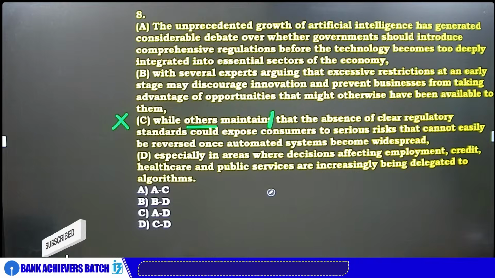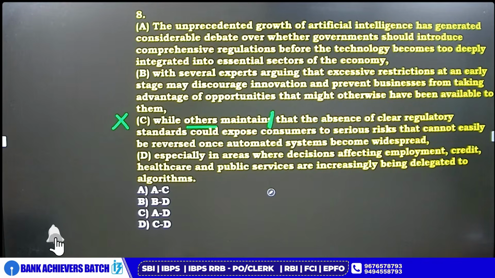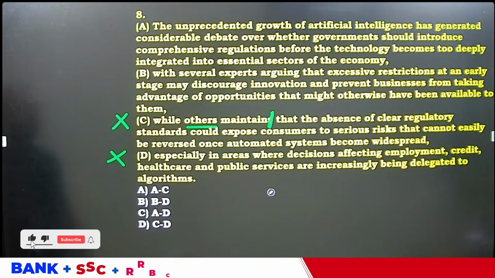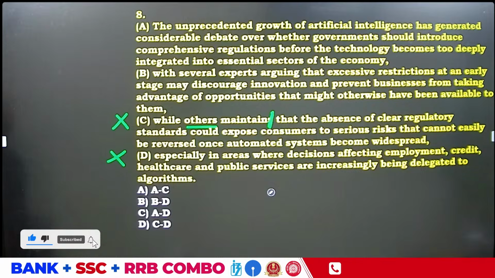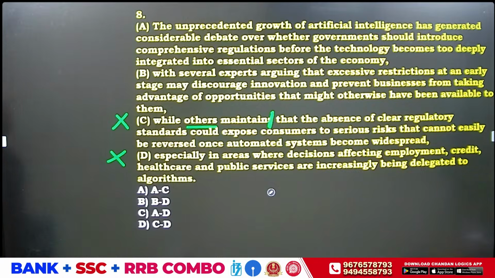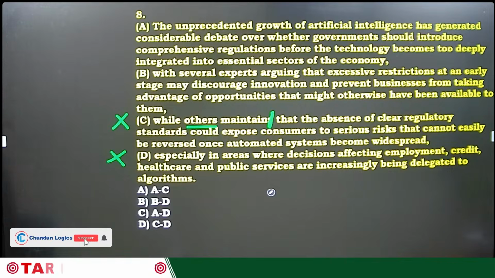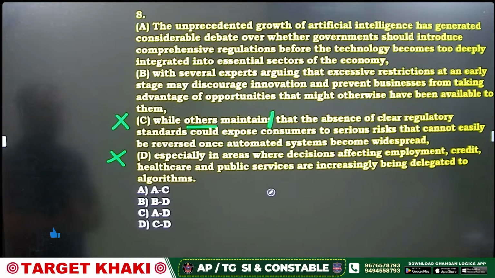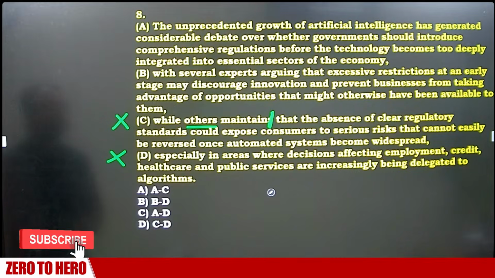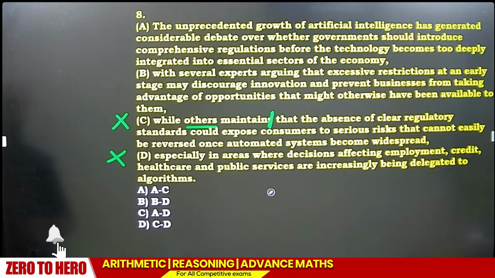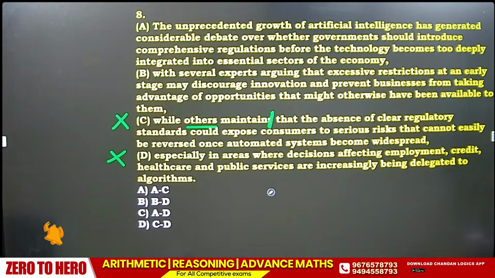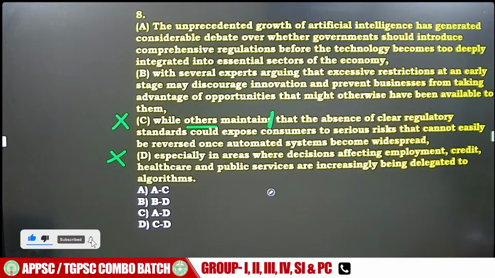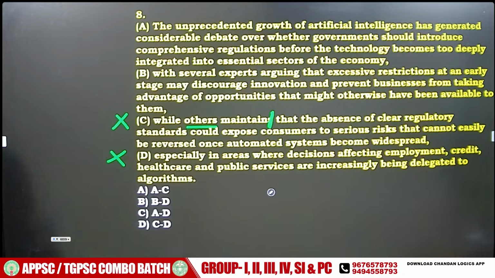So can you tell me what is the problem in the fourth option? Who can tell me? Especially in areas where decisions affecting credit, healthcare are increasingly being delegated. What is the problem in the fourth option, dear? Fourth option has a serious problem.